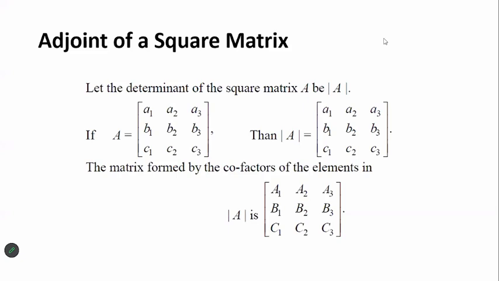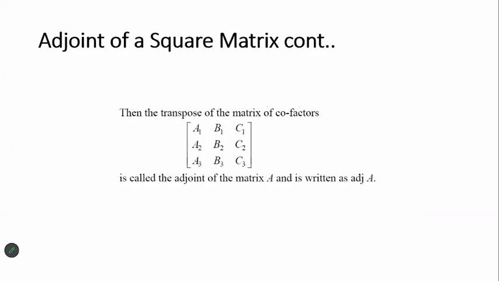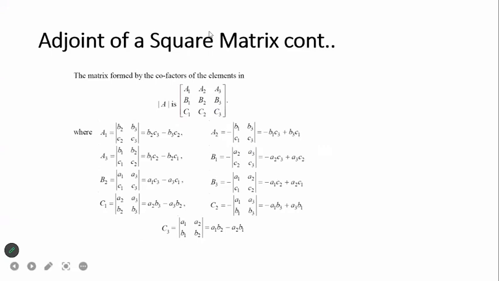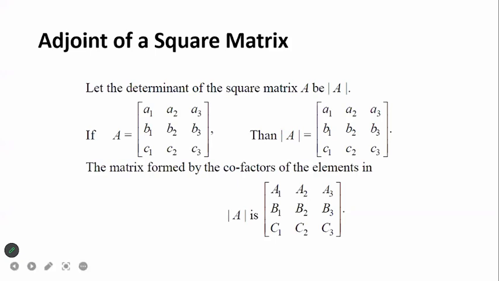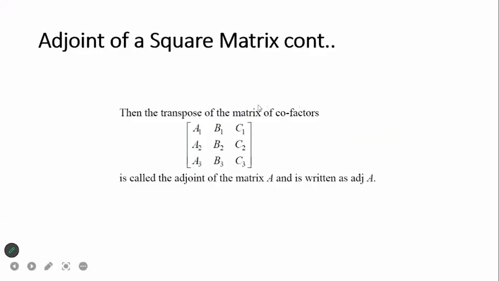Right. So then you have the cofactors of elements. Out of the cofactors, the transpose of the matrix of cofactors is called the adjoint. Initially, you can see A1, A2, A3, B1, B2, B3, C1, C2, C3. When you transpose this, it will be converted as A1, B1, C1, A2, B2, C2, A3, B3, C3. So finally, this is the adjoint matrix of A.